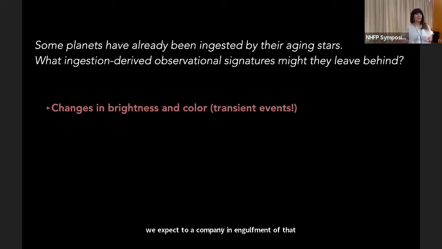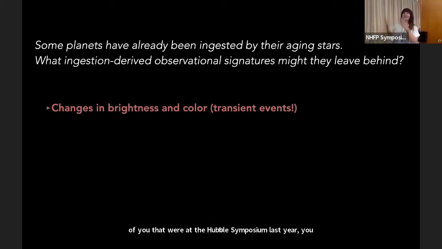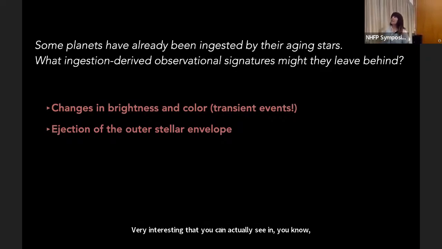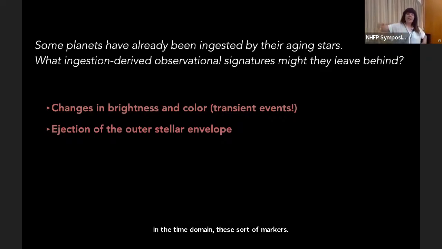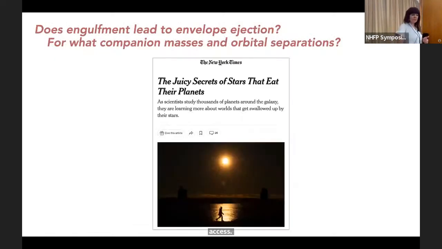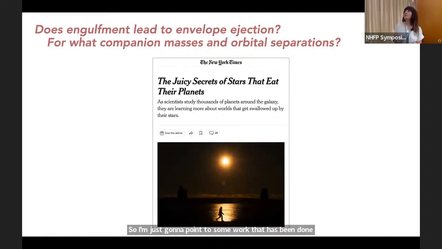For those of you that were at the Hubble Symposium last year, you might remember Kishalay De's talk about the transient events that can accompany these events. Very interesting that you can actually see these sort of markers in the time domain. There's also the possibility that you can eject the outer stellar envelope, perhaps leaving behind infrared excess. And so I'm just going to point to some work that has been done with a graduate student that actually led to a little bit of a splash.